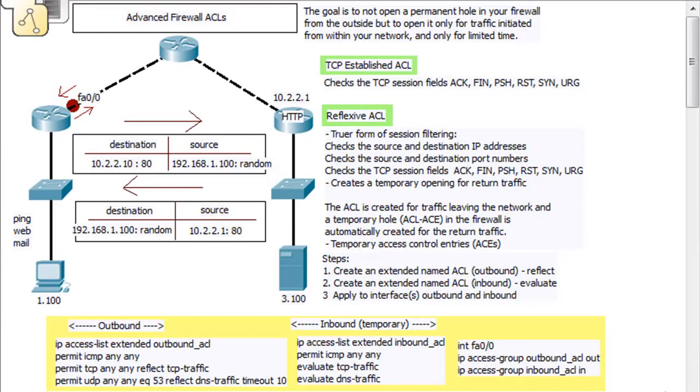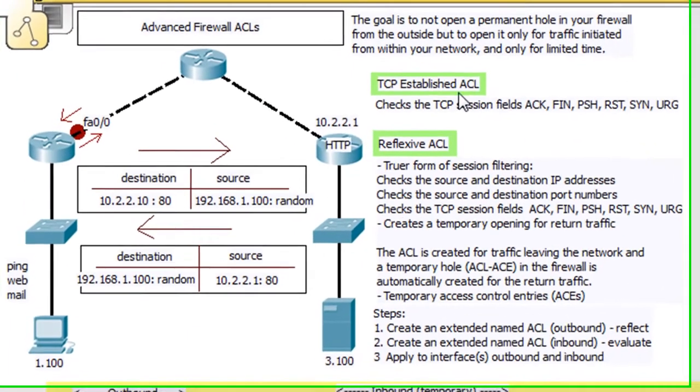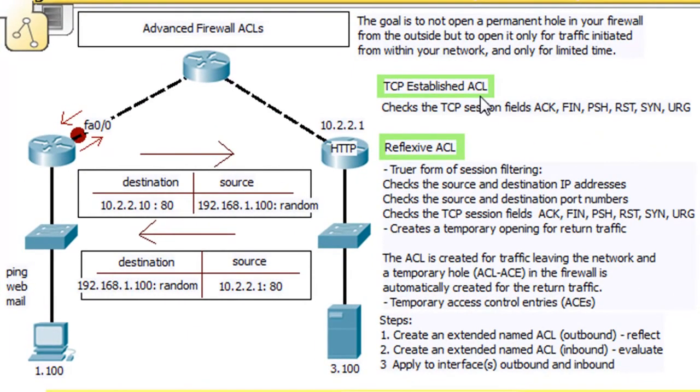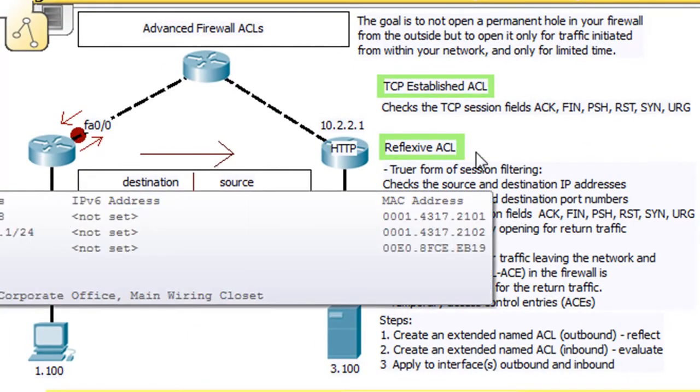Okay, I've been working really hard at getting this tutorial correct. We're talking about advanced firewall ACLs, or advanced firewall access lists, and we're going to talk about two in particular. I've already done some tutorials on the TCP established ACL, and so this tutorial is going to focus on reflexive ACLs.